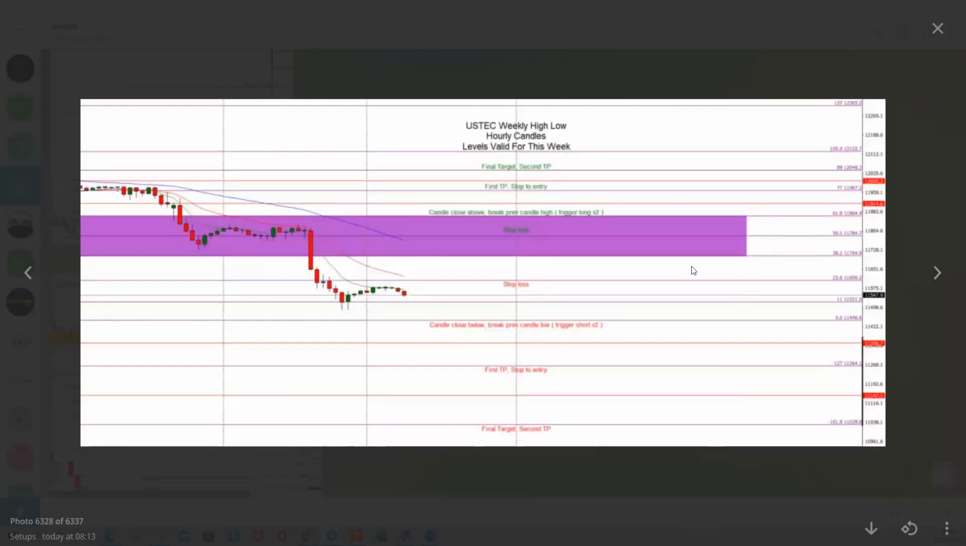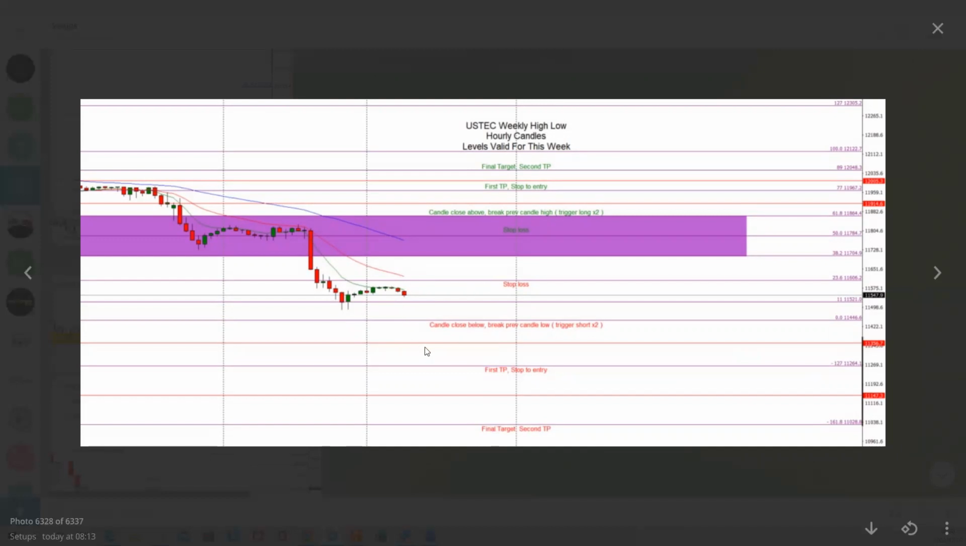On the USD weekly high low, currently between levels of 11 and 23.6. If you look at the moving averages, 50 is above 21 above 8, or blue is above red above green. That's indicating trend is down, so we want that candle close below the 0 level, break previous candle low to aim for the minus 127 first TP, minus 161.8 second TP, stop loss being at the 23.6.